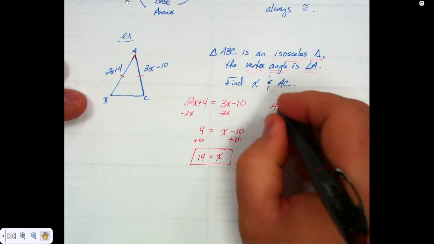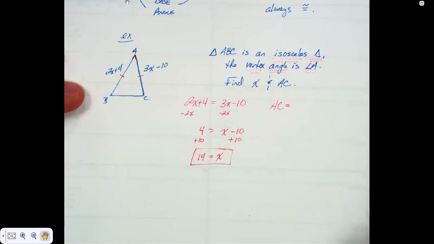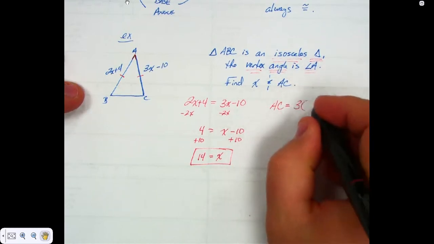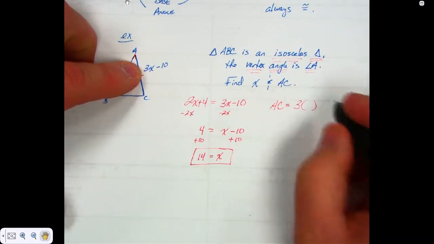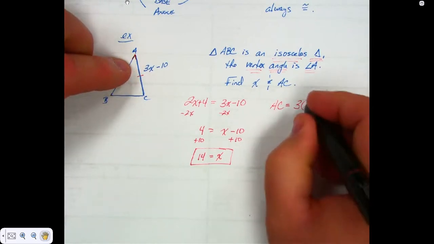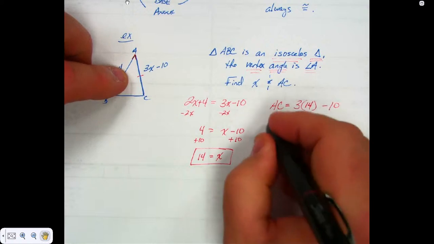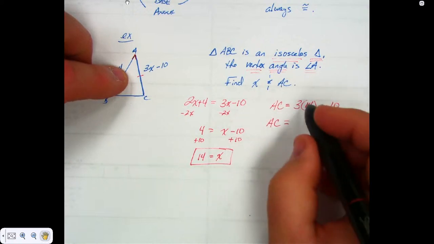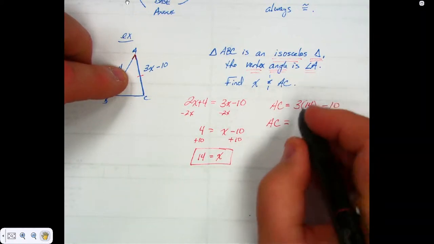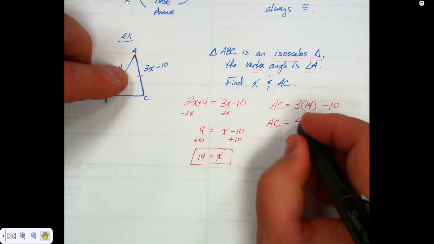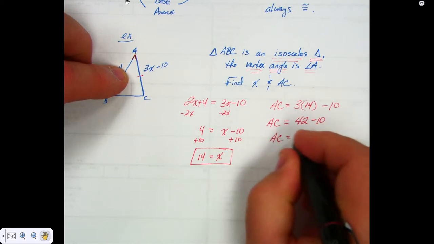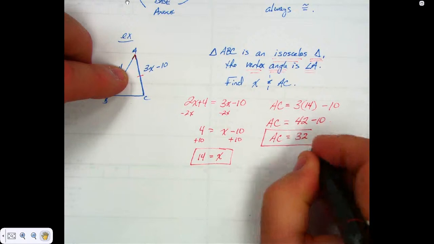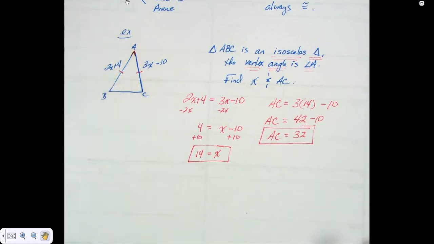Well, I need to find AC. Find out what it is equal to. What is AC? AC is 3 times whatever x is, minus 10. And x in this case is 14. What is 3 times 14? 42 minus 10, what is AC equal to? 32. Make sure you got that written down.